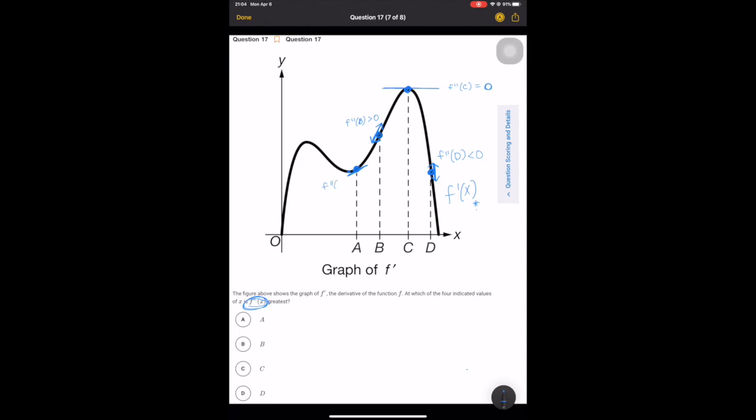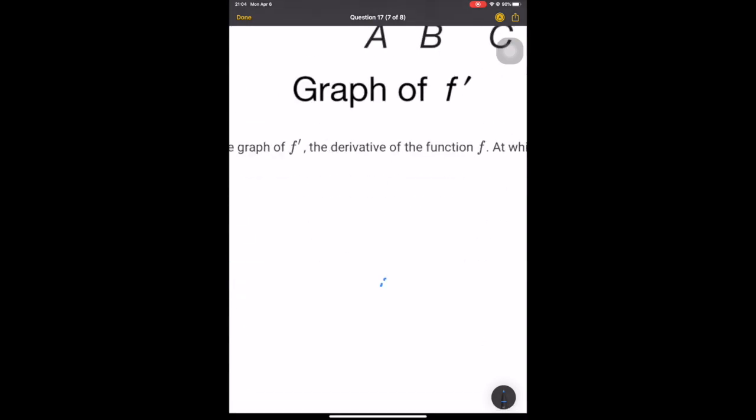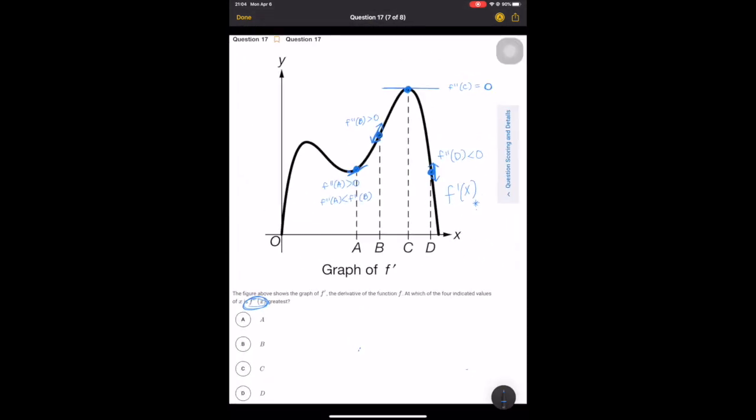So we can say that f double prime of a is positive, but we can also say that f double prime of a is less than f double prime of b, which means, boys and girls, that our final answer here would be the greatest positive number. Which means that our answer here would be the greatest positive number, which would be b.